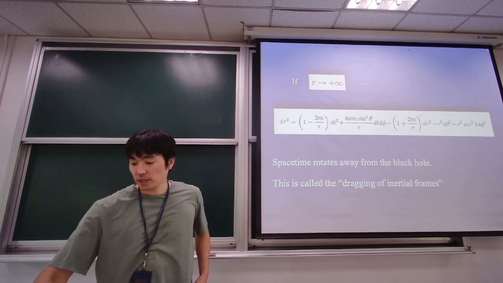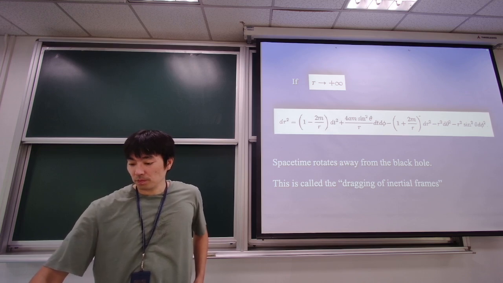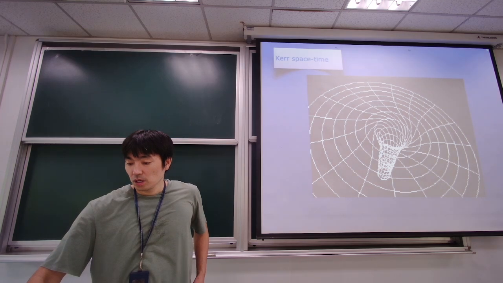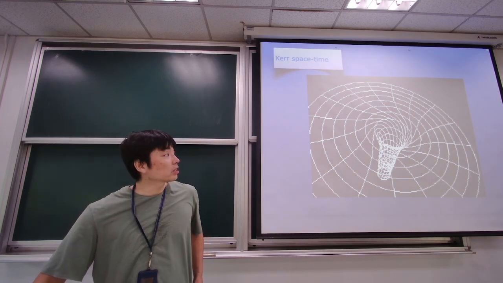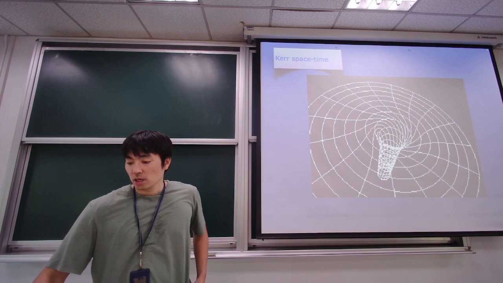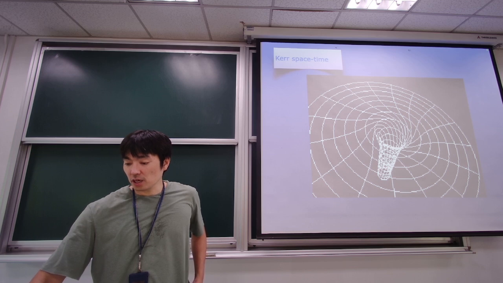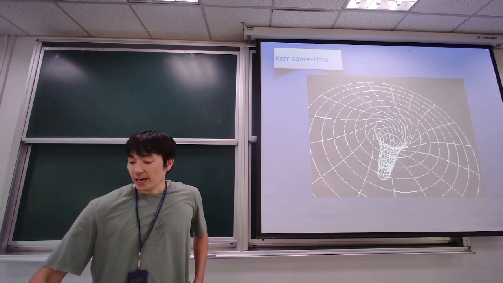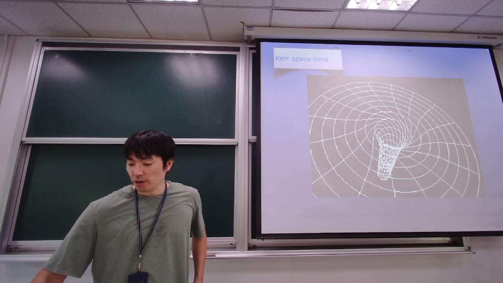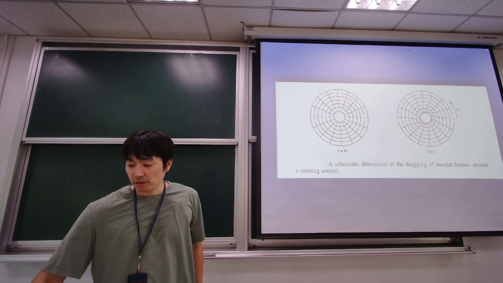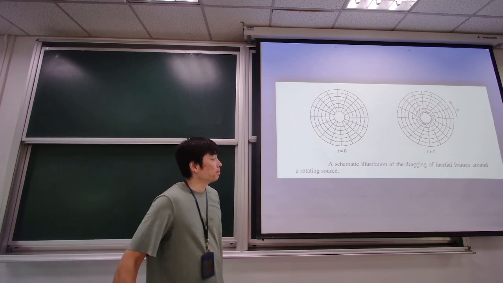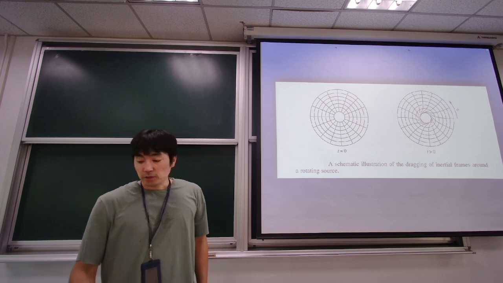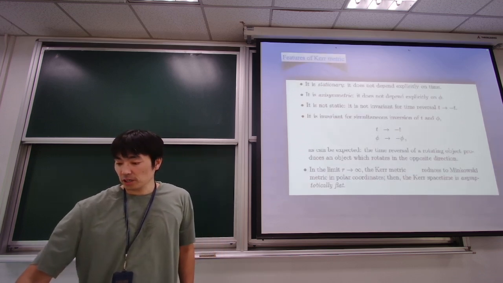Okay, and then we have frame dragging. So even though there is no rotation measured at infinity, if you go close to the black hole horizon, you are forced to have an angular velocity. So this is a schematic diagram for the frame dragging.